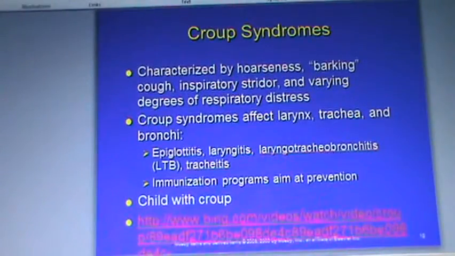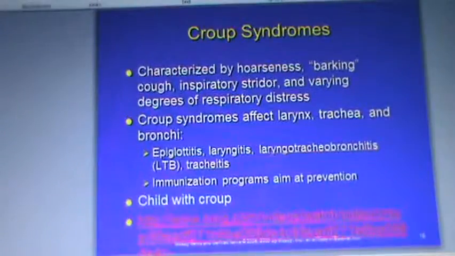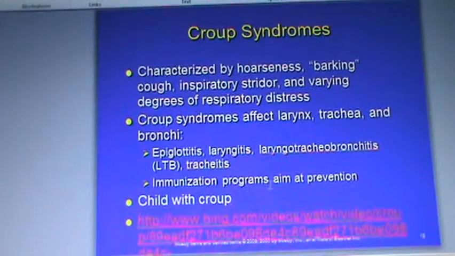Croup syndromes affect the larynx, the trachea, and the bronchi. Epiglottitis, laryngitis, laryngotracheobronchitis, LTB, tracheitis. There's immunization programs aimed at prevention.